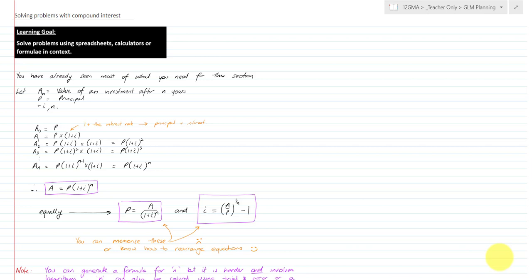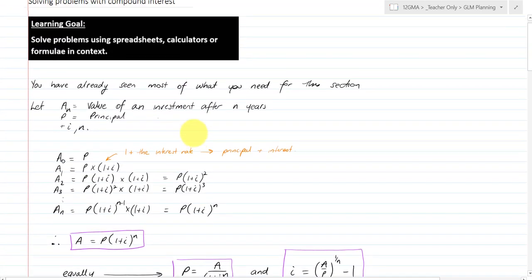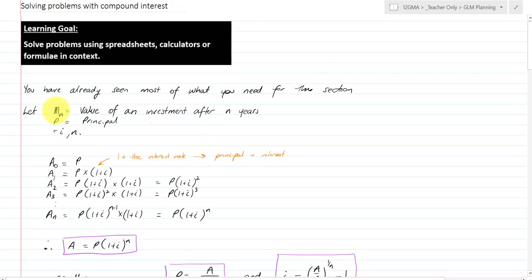So you've already seen most of what you need for this section, so I'll just zoom in on what I'm talking about here. And we know that A, or AN, is the value of the investment after N years, but it might just be written as A. We know that P is our principal, the initial amount. We also know I and N, I being the interest rate and N being the number of time periods.